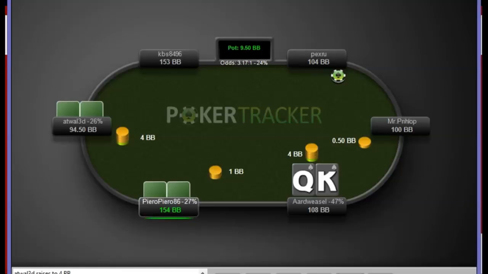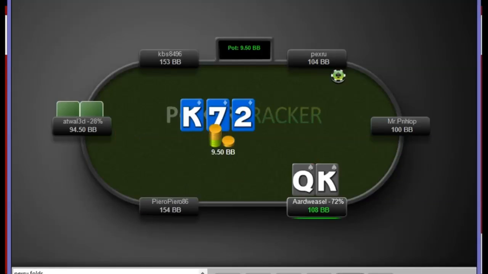And by lower limits, I mean at least 25 NL and below, but probably 50 NL and below, depends on the network to an extent. And also, against many players at even higher limits, they just don't have a very balanced 3-barrel range. We can make some pretty big folds in this spot.